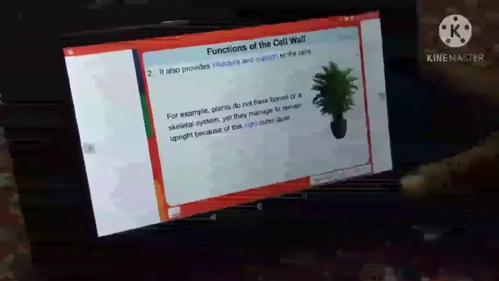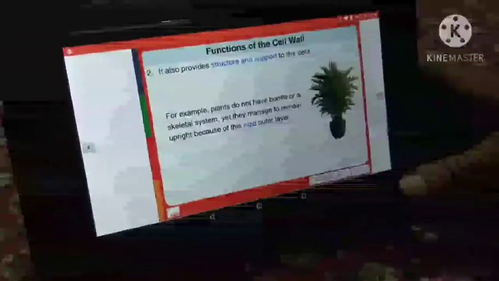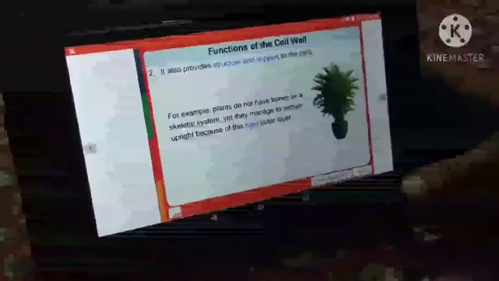For example, plants do not have bones or a skeletal system, yet they manage to remain upright because of this rigid outer layer.